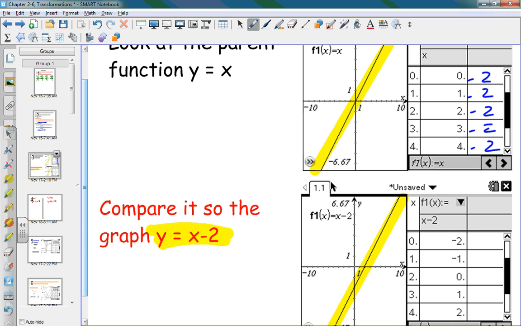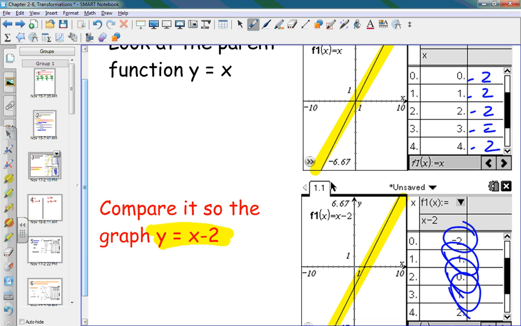And then 0 minus 2 is negative 2. 1 minus 2 gives me negative 1. 2 minus 2 gives me 0. 3 minus 2 gives me 1, and so forth. Did we see that, yes or no? What changed were my y values. Did my x values ever change? No. That tells you why it's a vertical shift. You get that?